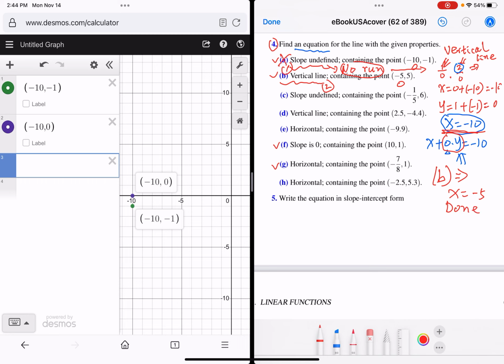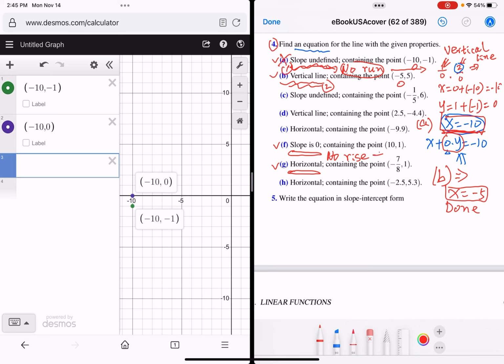All right, this is the answer for A: x is -10. For B, x is -5. Again, there are two different ways to mention that. Okay, now look at F. Again, there are two different ways. Here, slope is 0. Slope is 0 means what? It means no rise. Before it was no run, here it means no rise.